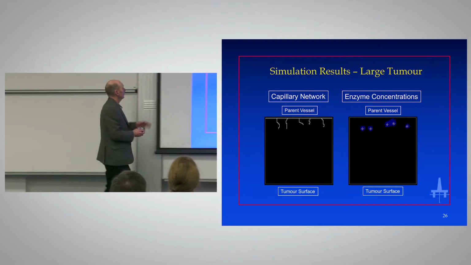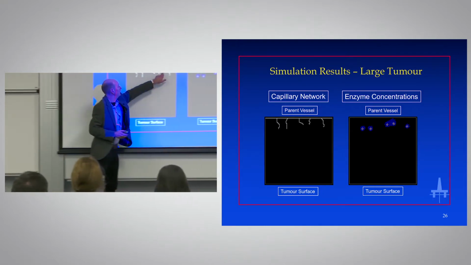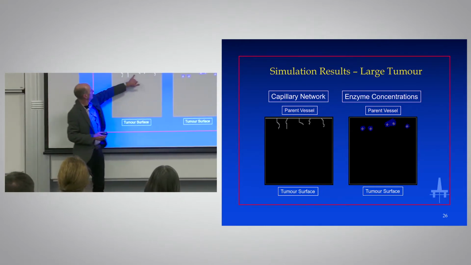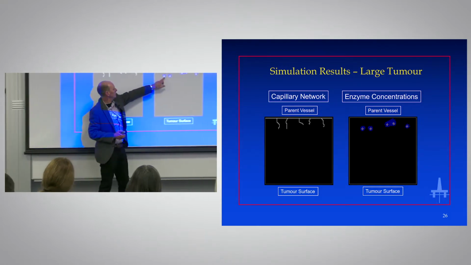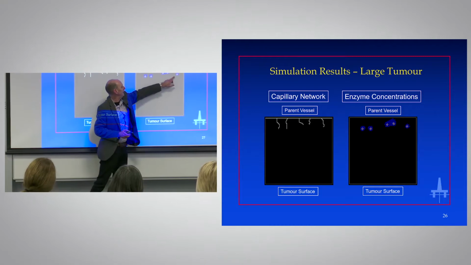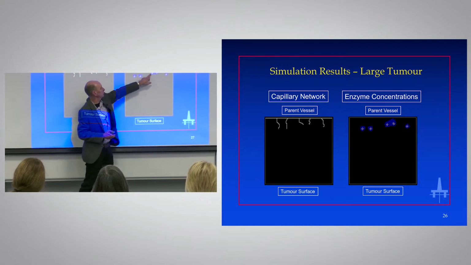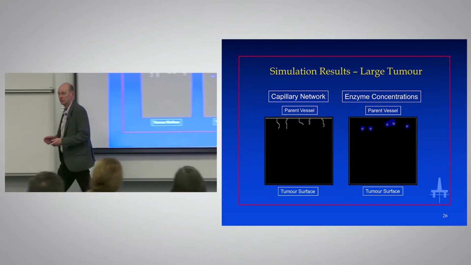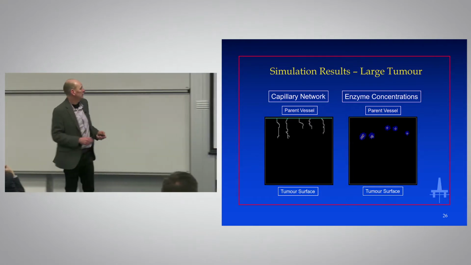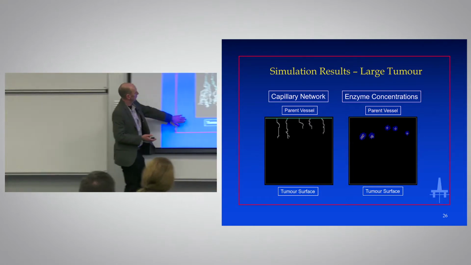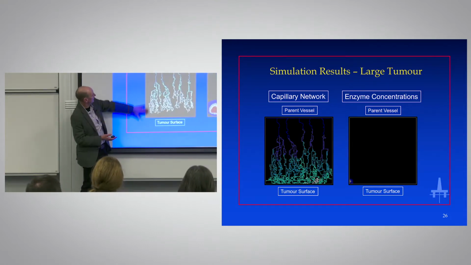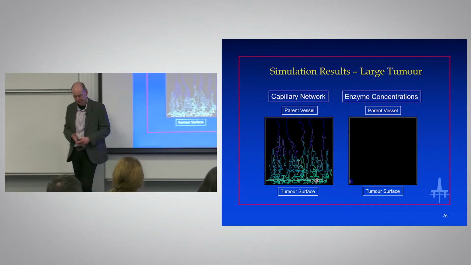So this is what I'm simulating here. This is the parent vessel across the top. I've just started to sprout 5 tips, and this is the concentration of the enzyme that's eating away at the tissue. So blue's low concentration and red is high concentration. And as we continue with the simulation, the capillaries grow towards the tumour surface at the bottom. So there's a gradient of growth factor, high here and low here, and they branch and they start to feed the tumour.